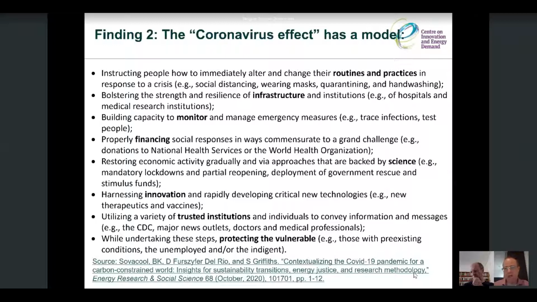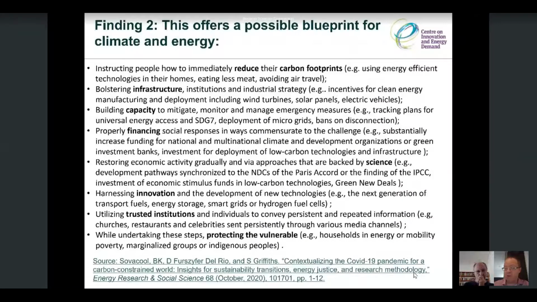And I think that this kind of coronavirus effect could also paint the way here if you were to translate it to energy and climate, right? Maybe there's something there. If we were to do these things similar to how we've done the pandemic, focusing and giving instructions and reducing carbon footprints, bolstering infrastructure, enhancing capacity, financing, monitoring innovation, protecting the vulnerable, and all that, this could actually see very rapid progress made on energy and climate. So there's a hidden recipe, I guess, within our coronavirus responses.